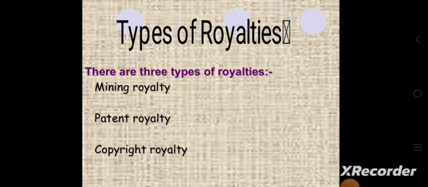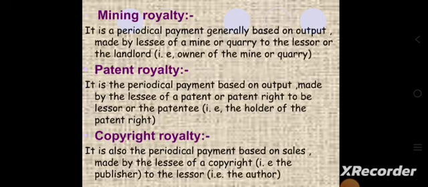The first one, mining royalty. It is a periodical payment generally based on output made by the lessee of a mine or colliery to the lessor or landlord. For example, by the lessee in mining business to the lessor for the mine for having been allowed to use the mine to extract minerals.